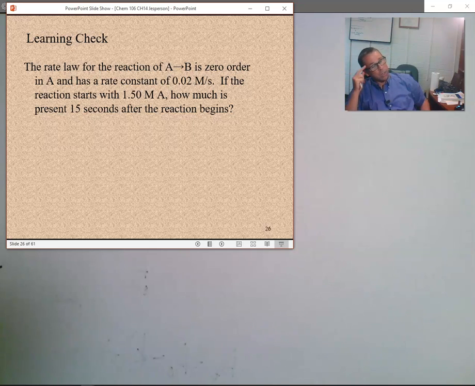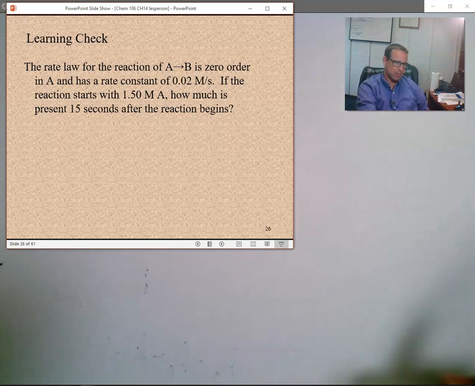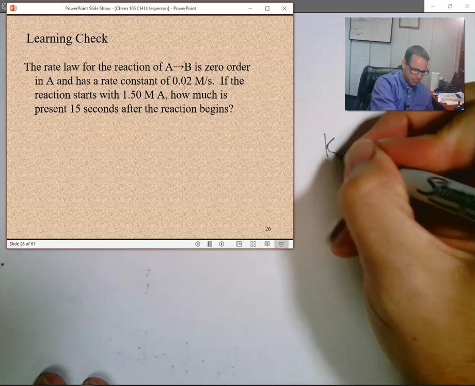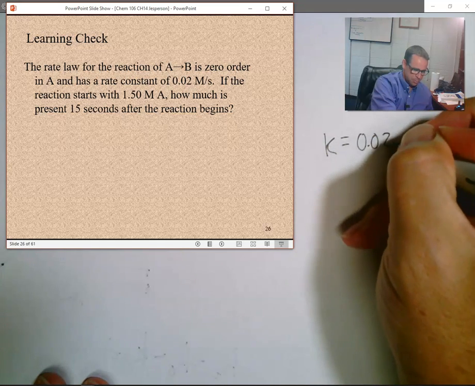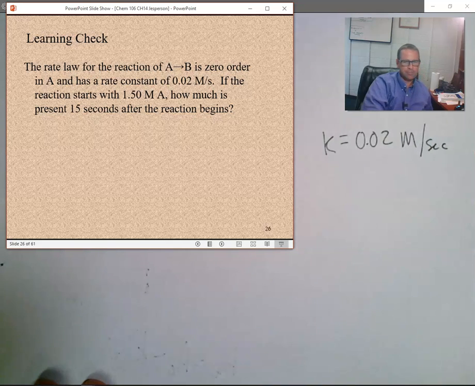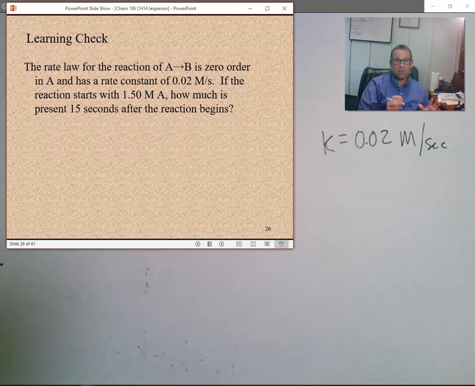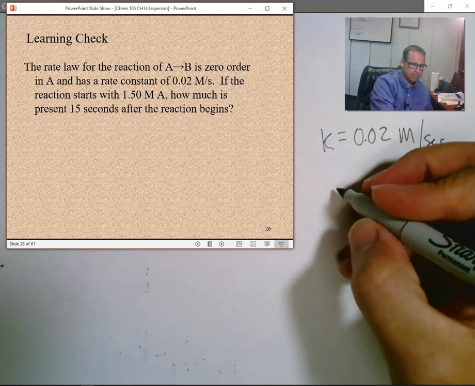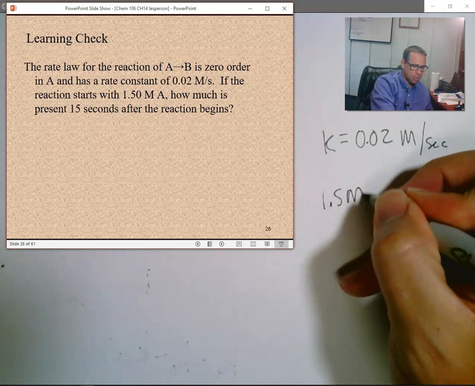Okay. So what do we got to do? Well, the rate is 0.02. Zero. That goes first. 0.02 molar per second. Right? Yes. That's the rate at which it disappears. And then it starts at 1.5. Is that mole? Yeah. Molar, big M. So A is.